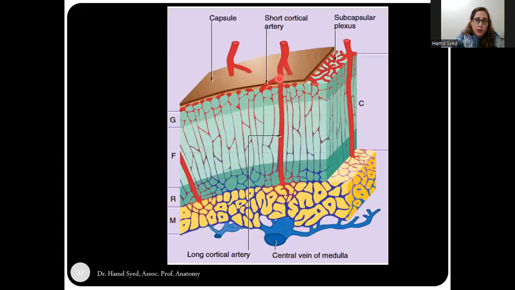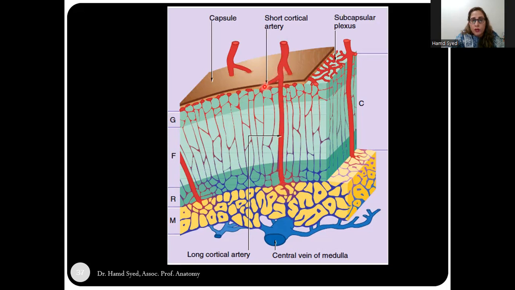This is showing us the adrenal gland, the capsule. This is the region of the adrenal cortex in green, with the three zones, glomerulosa, fasciculata, and reticularis from the outer adrenal capsule. And then this yellow area over here, which is the medulla. The blood supply, the arterial supply to be more specific, is in two forms, which is the short cortical arteries. And then these are the long cortical arteries, right?